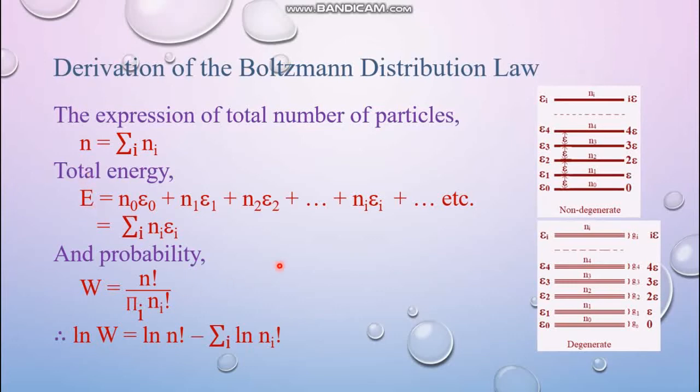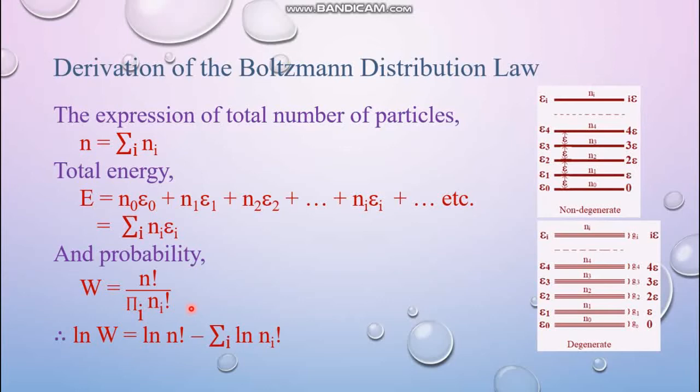Okay, now move on to the expression of probability or thermodynamic probability, W. This W has the expression n factorial over product over i ni factorial. What is product over i ni factorial? This means n0 factorial into n1 factorial into n2 factorial into dot dot dot into ni factorial. That means this is the multiplication of the factorials of the number of particles in each energy state.